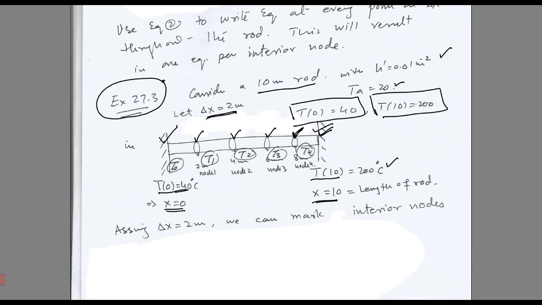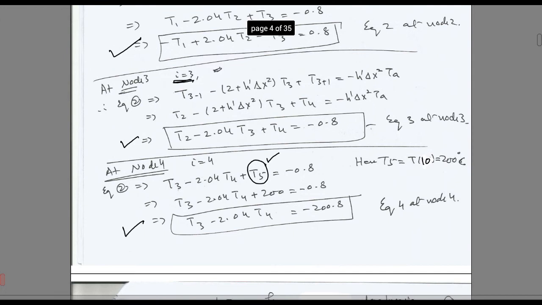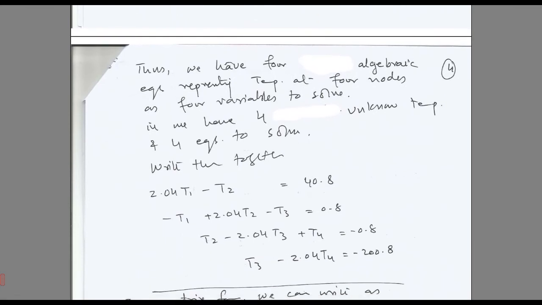This one is T4, so this becomes T5, which is also the boundary condition. So T5 was known, is given as a boundary value 200. We replace this, and the equation becomes the fourth equation. Now thus we have 4 equations representing the temperature at the 4 nodes.